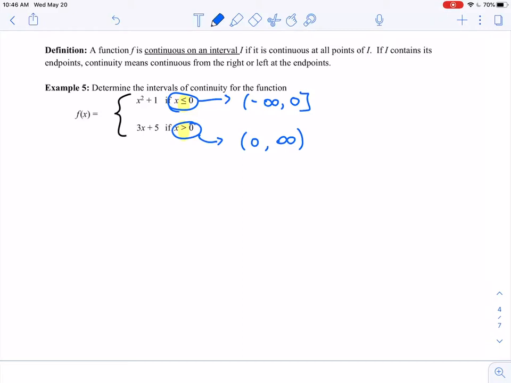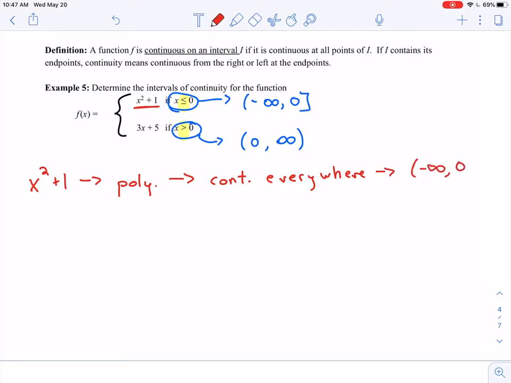So let's start with this top one here. Let's do this in red. I'm going to look at x squared plus 1 to start off. What do I know about x squared plus 1? Well, this is a polynomial, and polynomials are nice because they are continuous everywhere. I'm abbreviating a lot, but that means it's certainly continuous on negative infinity to 0. So that's cool, this part, boom, we're done.